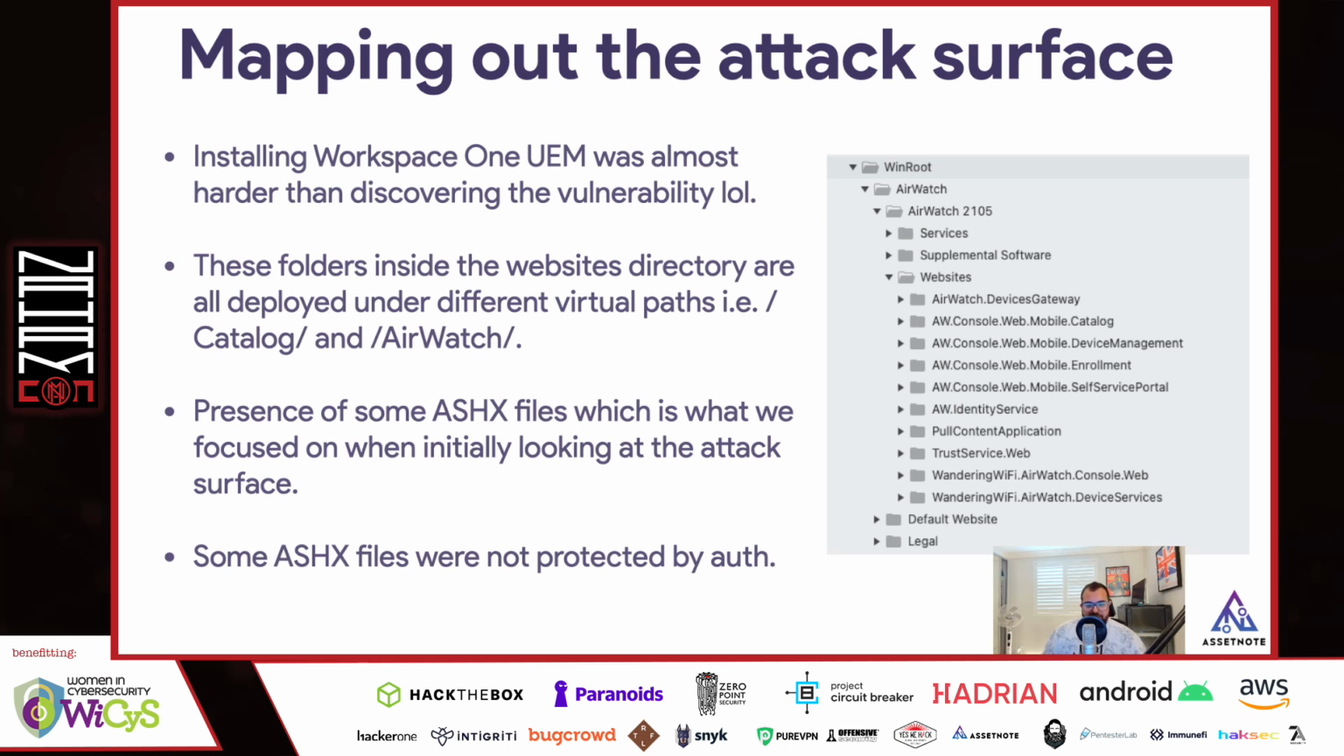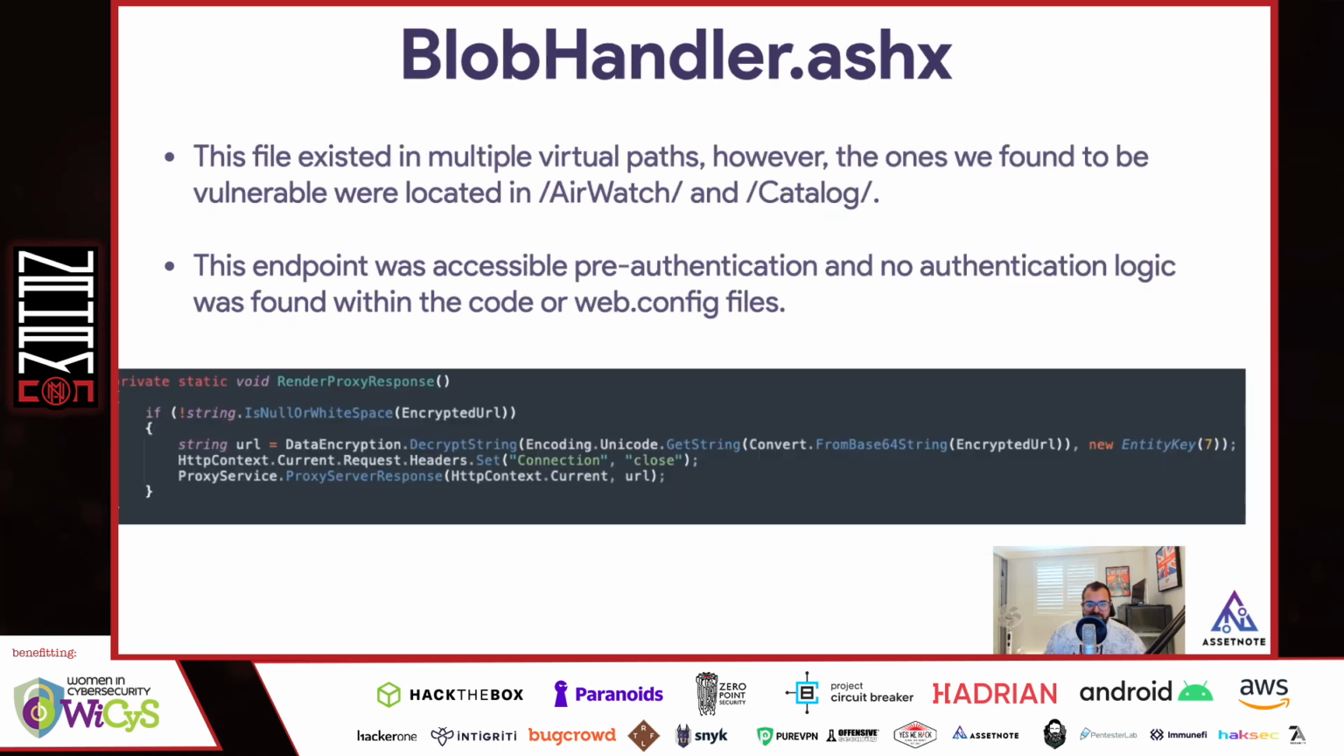There was some presence of ASHX files, which is what we focused on initially when looking at the attack surface. Some of these ASHX files weren't protected by authentication. One of the ones we focused on particularly was something called BlobHandler.ashx. This file existed in multiple virtual paths, however the ones that we found that were vulnerable were only on /airwatch and /catalog.